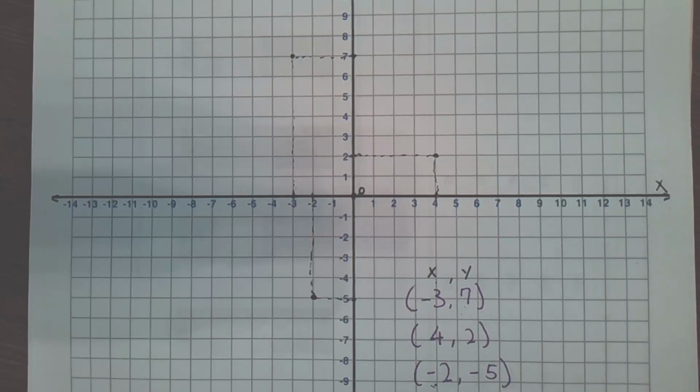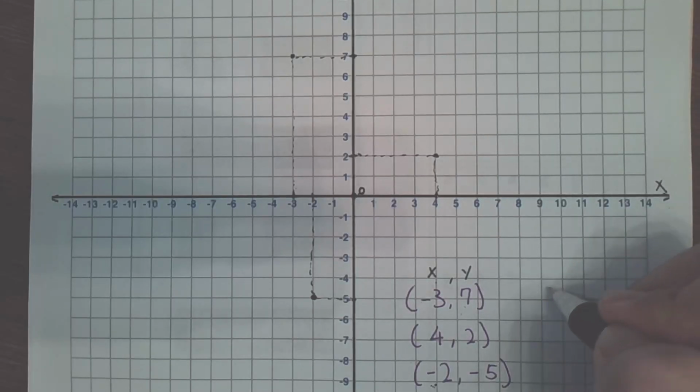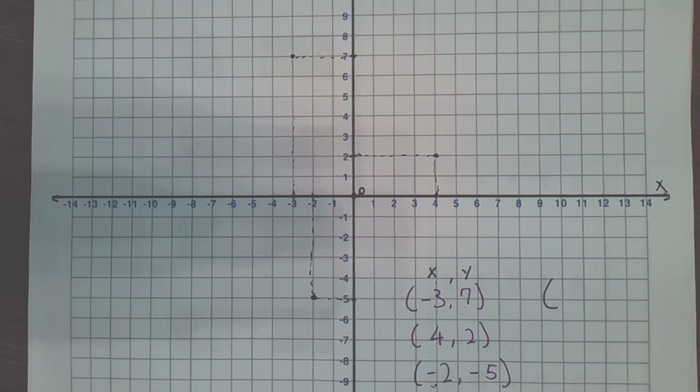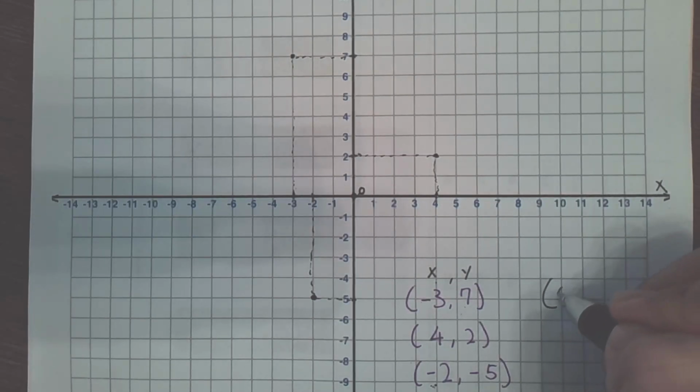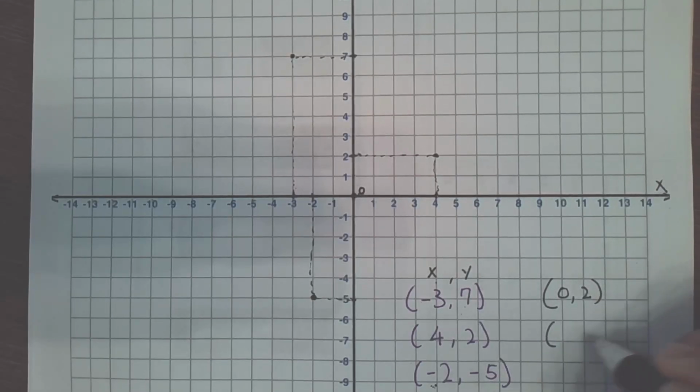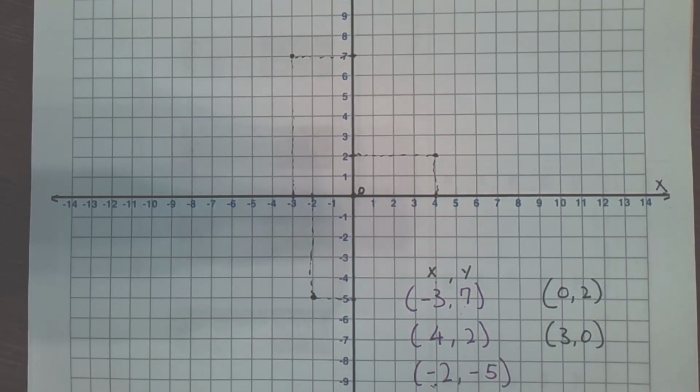And let me actually show you one more. What if you have a 0 as part of your coordinate? 0 and 2, let's say. And I'm going to put one more, that is 3 and 0. So I said one more, but actually 2 more. Okay, 0 and 2. How do you do this one?